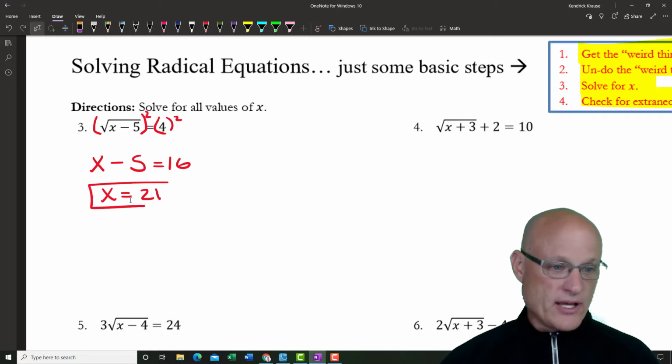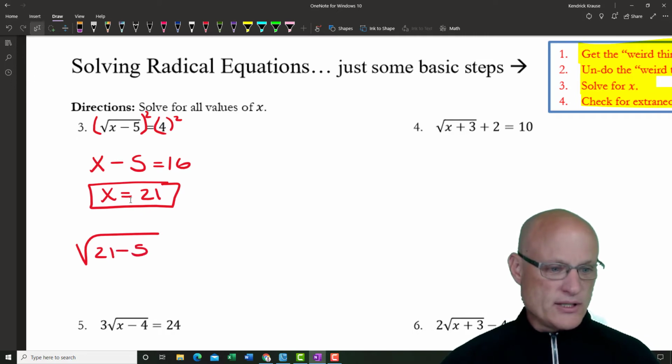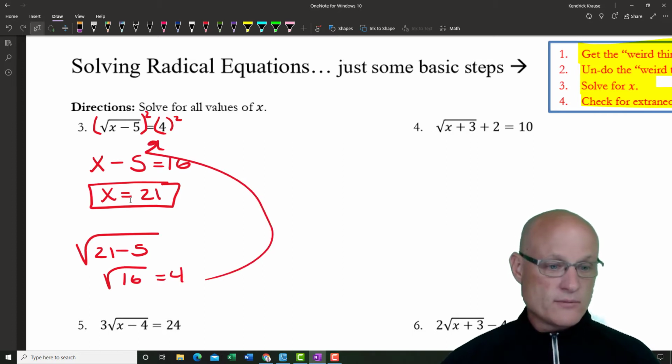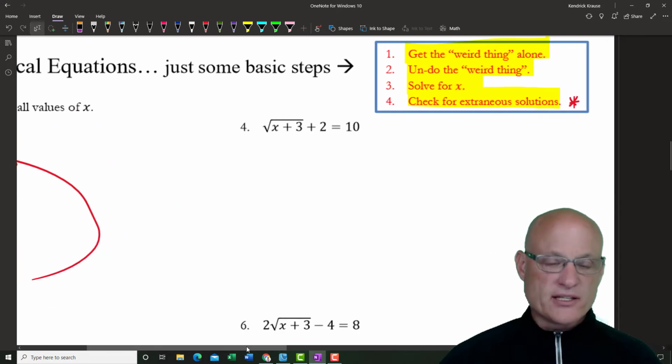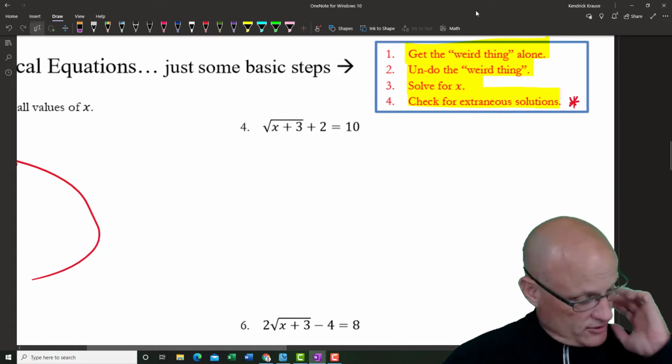So in this case, I only have one solution, but I do want to check it. What is the square root of 21 minus 5? Well, just do that. The square root of 21 minus 5 is the square root of 16, and that is, in fact, 4. Done. All right.